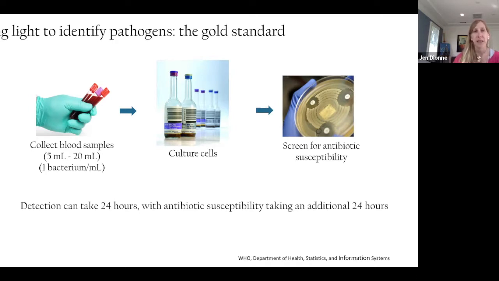So if they suspect that you have a bacterial bloodstream infection, they will collect blood samples, roughly anywhere from 5 milliliters of blood up to 20 milliliters of blood. And there's about 1 bacteria per milliliter. So there are billions of blood cells, red blood cells, white blood cells, but then there's only that 1 bacteria that is causing a full-out immune response. So to be able to find that 1 bacteria or see if it's even there in a patient sample, what they have to do is culture the bacteria.